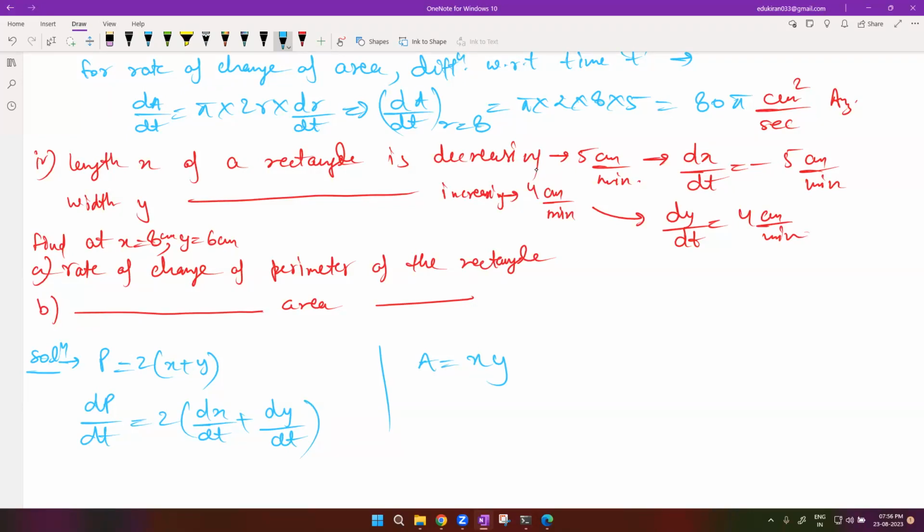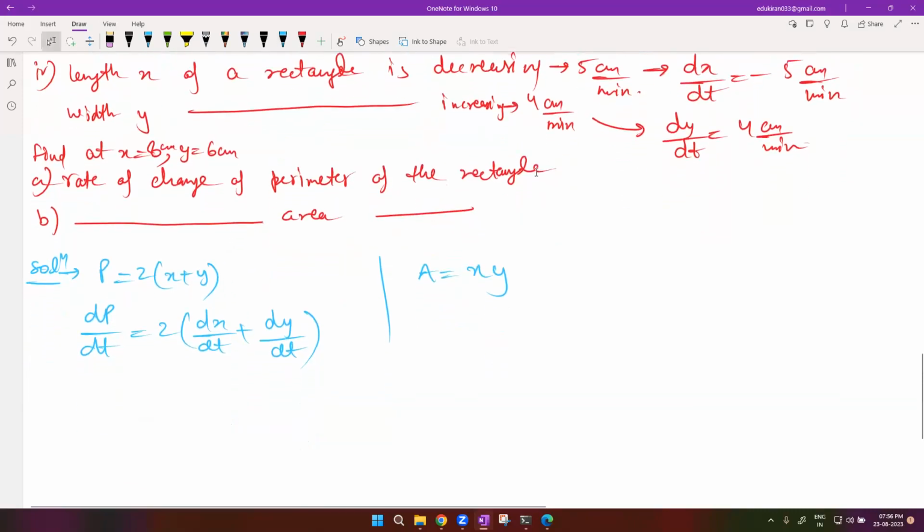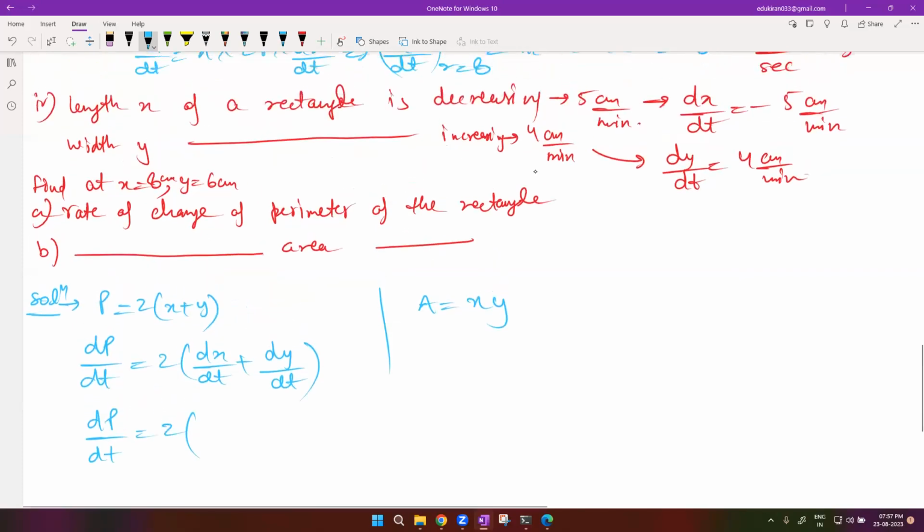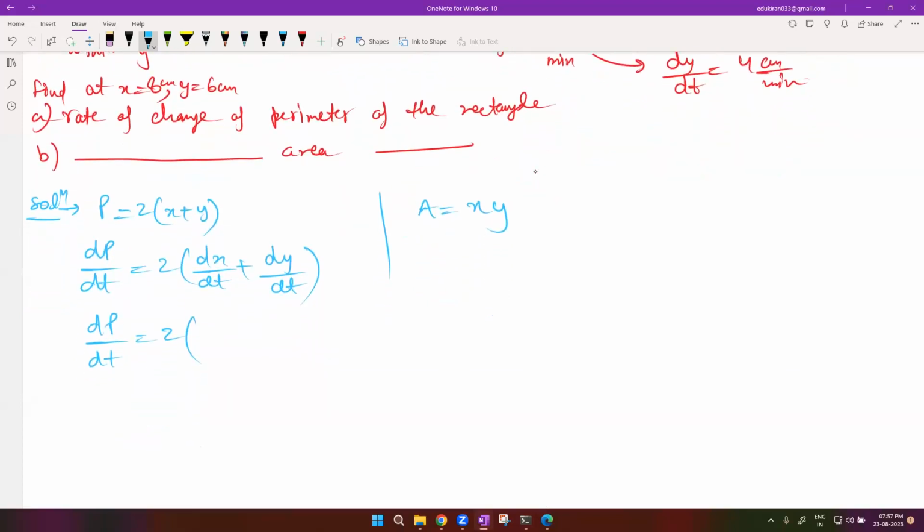We know the value of dx by dt, dy by dt, as well as x and y. So dP by dt is equal to twice of, this was minus 5, and this was plus 4. This should be centimeter per minute, right? And in that case, minus 5 plus 4 is minus 1, so minus 2 centimeter per minute.